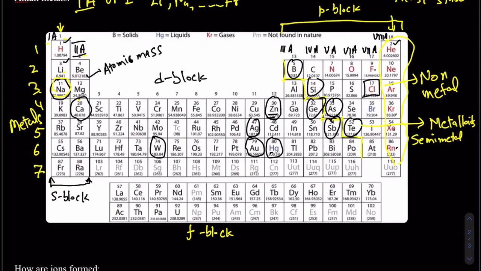So sodium being 11, what's the closest noble gas to that? It's going to be neon. So it must lose one electron to fall back onto the neon, so that's why it loses one electron.